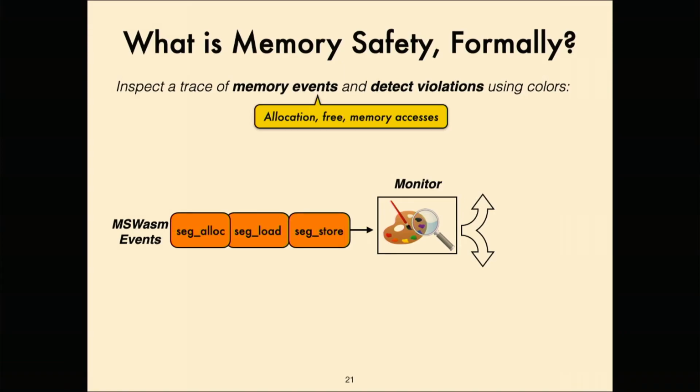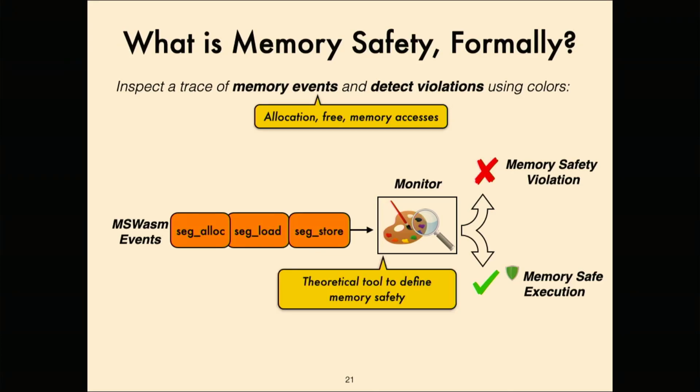An MS-Wasm program is memory safe if the trace that's consumed by the monitor is terminated successfully without getting stuck. If it gets stuck, there's a memory safety violation. Otherwise, it's a memory safe execution. Note that this monitor is not a runtime monitor. It's just a theoretical tool to define memory safety.